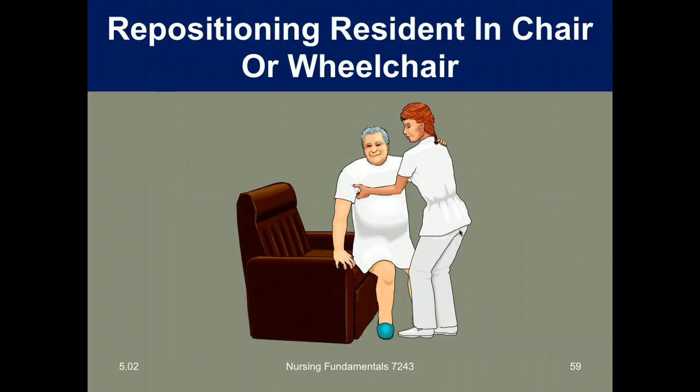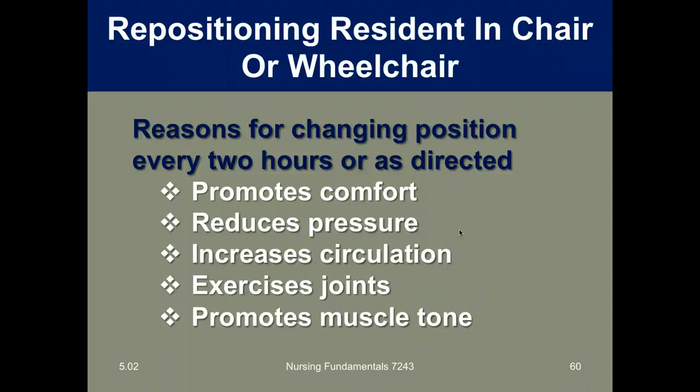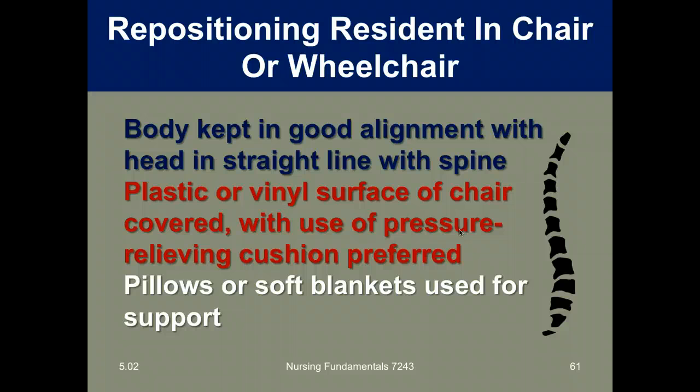So when we reposition in a chair or a wheelchair, we do this to promote comfort, reduce pressure on body parts, increase circulation, and exercise the joints. It also promotes muscle tone. Body is kept in good alignment with the head in a straight line with the spine. The plastic or vinyl surface of the chair is covered with pressure relieving cushions if preferred.